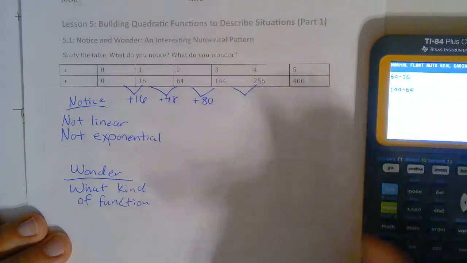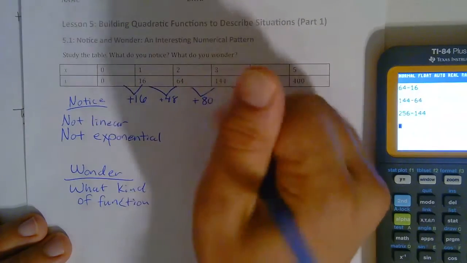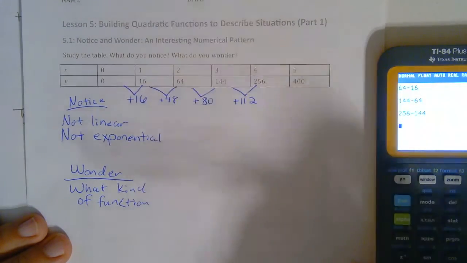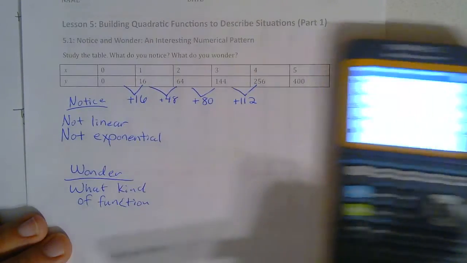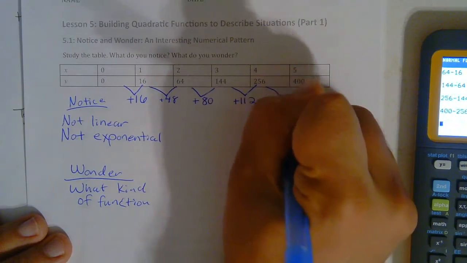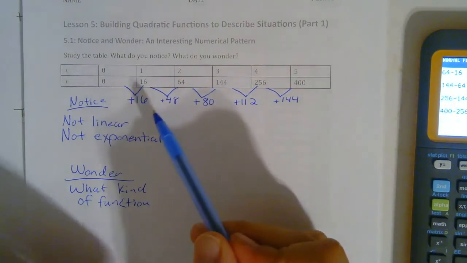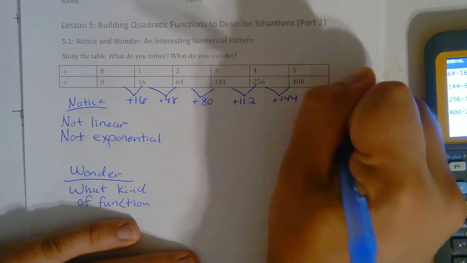And I can take 256 and subtract off 144. And I get 112. And I can do 400 minus 256, and I get 144. Now this is interesting because this pattern right here is called our first difference in a table.